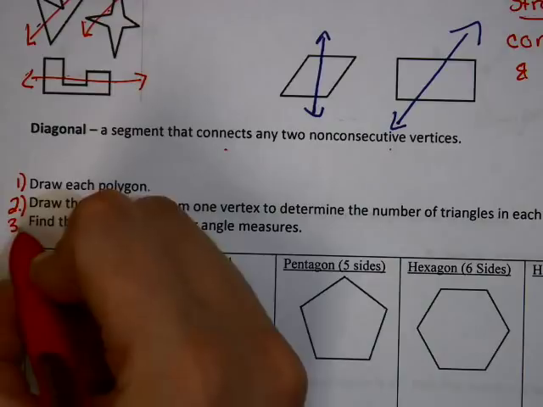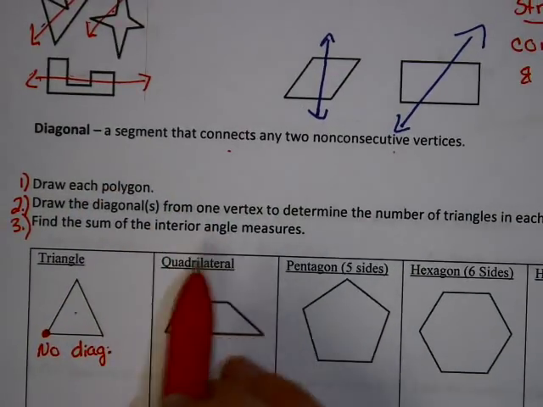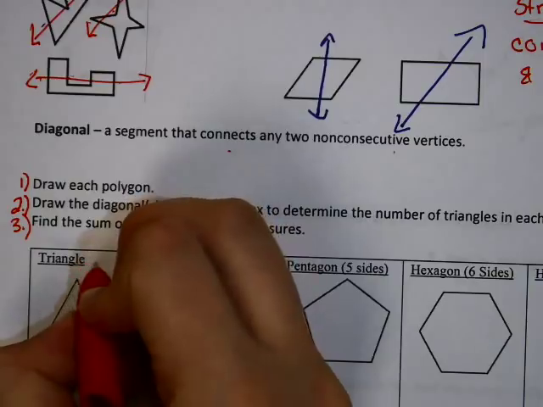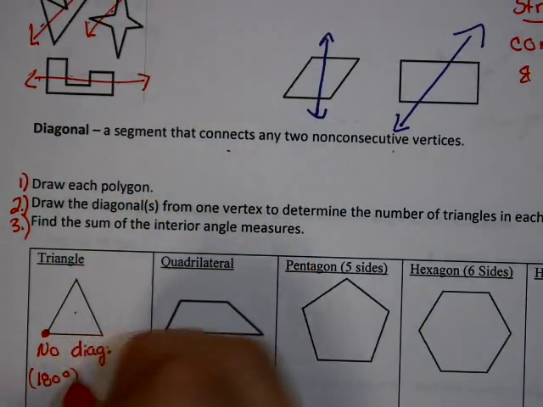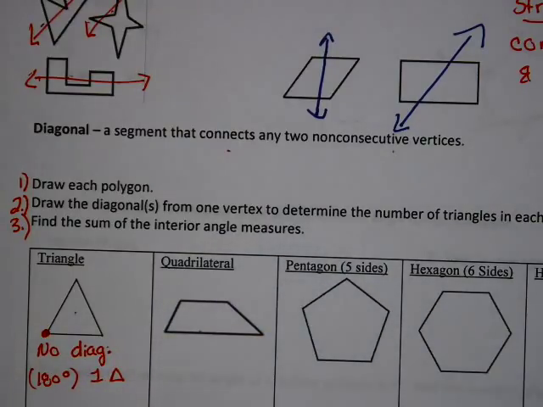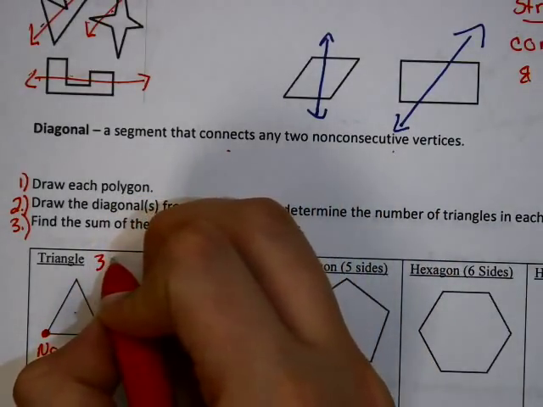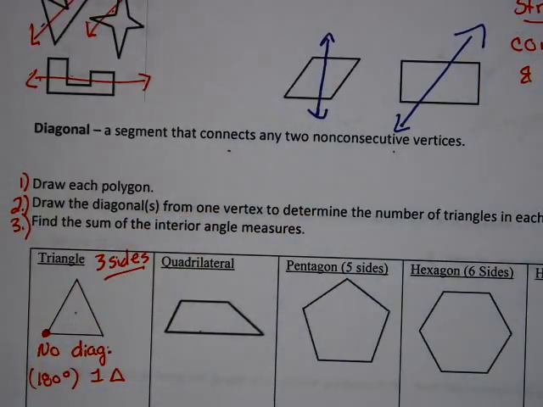So our step 3 here to find the sum is rather easy, because I know by our triangle here that we have 180 degrees. Okay, so one triangle, we know it has 180 degrees. That's the sum of my interior angle measure. All right, so triangles, let's write down how many sides. We know we have 3 sides in a triangle.